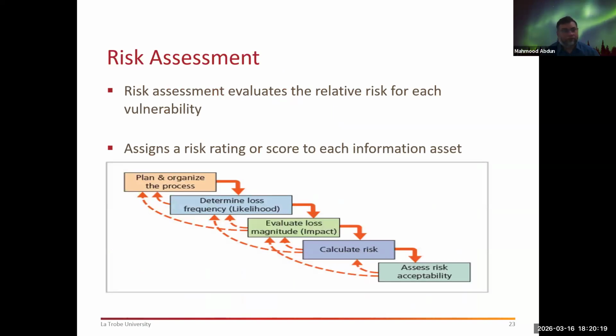Okay, risk assessment. How do we assign a risk rating or score to each information asset, right? So first we determine the loss frequency, then we evaluate the loss magnitude, which is also known as the impact, and then from both of these we can calculate the risk, and then we identify whether this risk is acceptable or not. Basically, if it's below the diagonal or far away from what you think is your acceptable risk, you can ignore those risks. But the rest of the risks, you need to mitigate them.